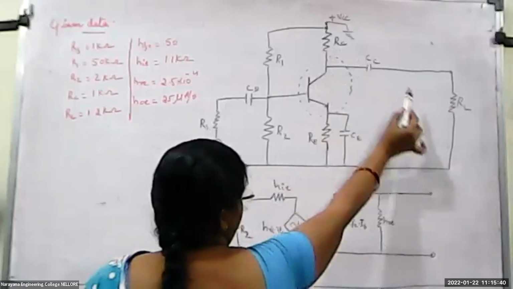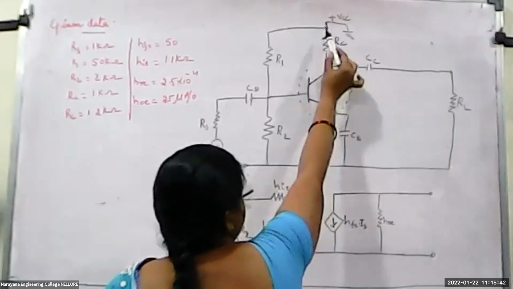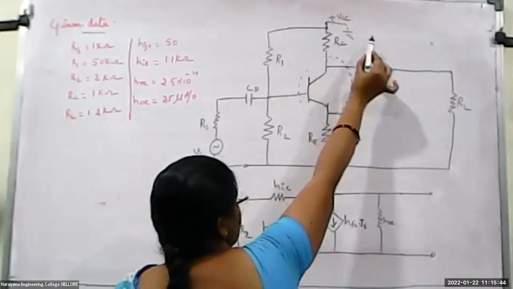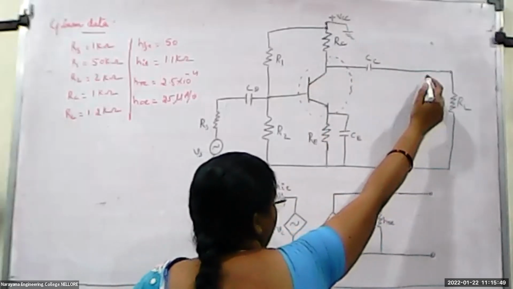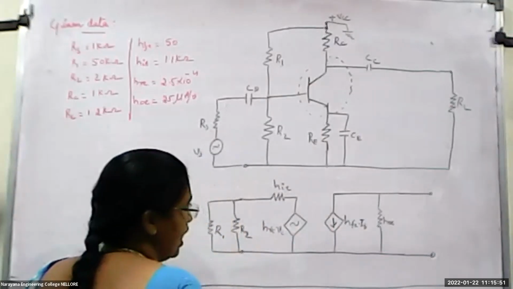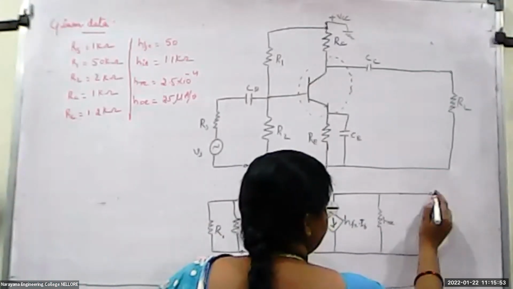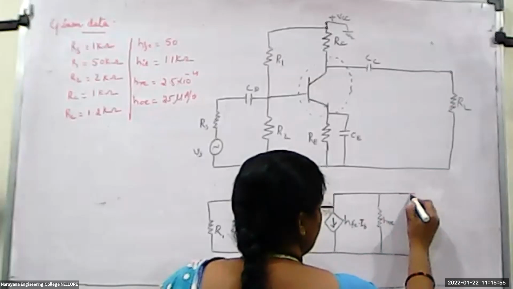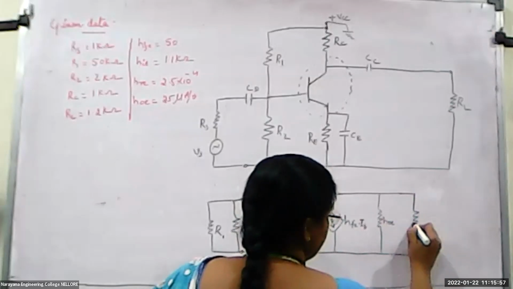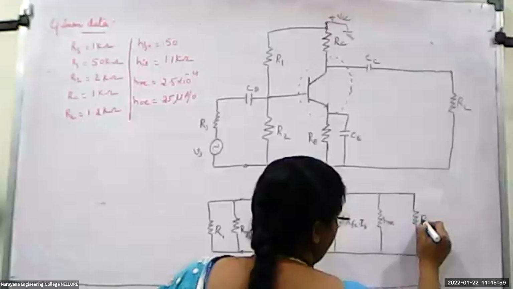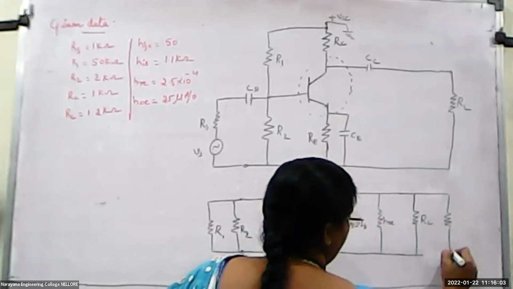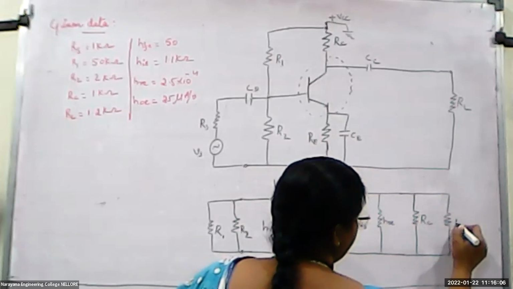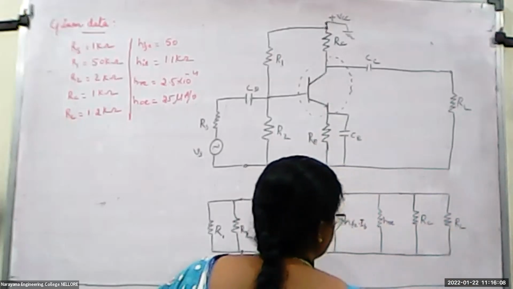Another, RC is parallel with the load resistance. Again, this end of the resistance RC is also grounded. So this RC will be connected in parallel to the load resistance RL. Are you understanding this? RC grounded. Now RC and RL are in parallel to each other.